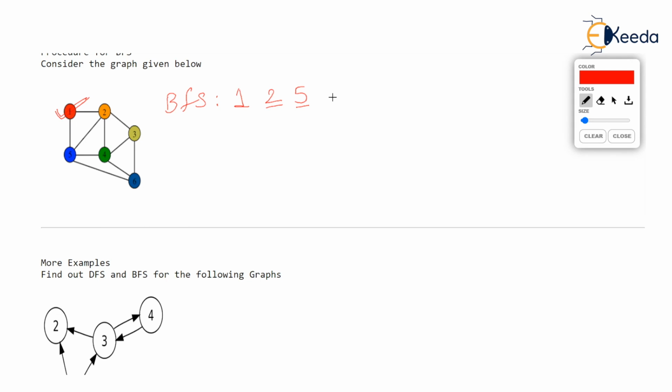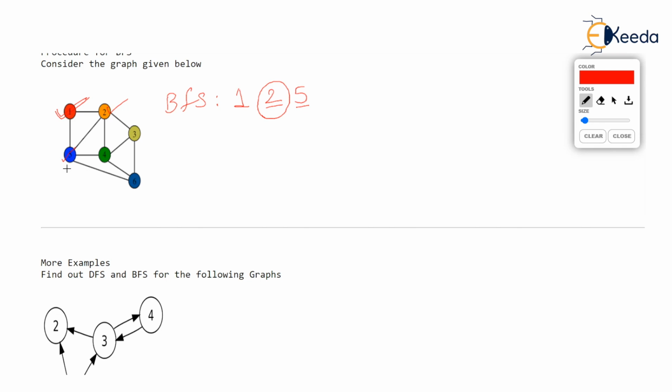After printing 2 and 5, we will mark 2 and 5 as visited. Now, among the neighbors of 1, which neighbor was printed first? The neighbor printed first was 2, isn't it? So now we consider vertex 2 and we repeat the process on 2. The process on 2 is to see the neighbors of 2. The neighbors of 2 are 1, 3, 4 and 5.